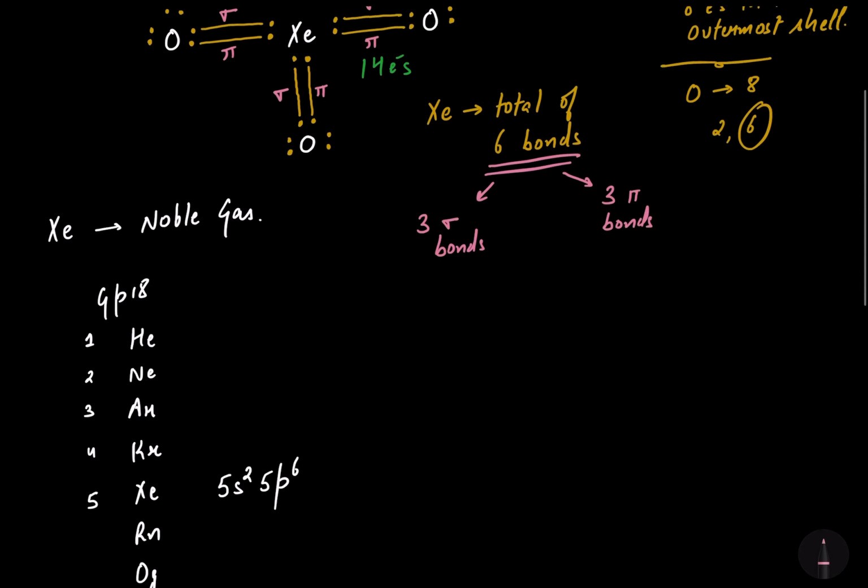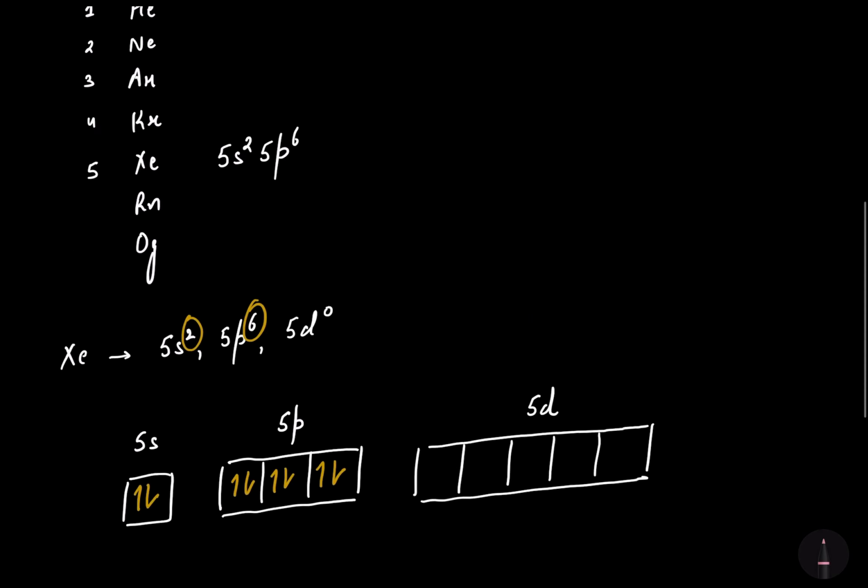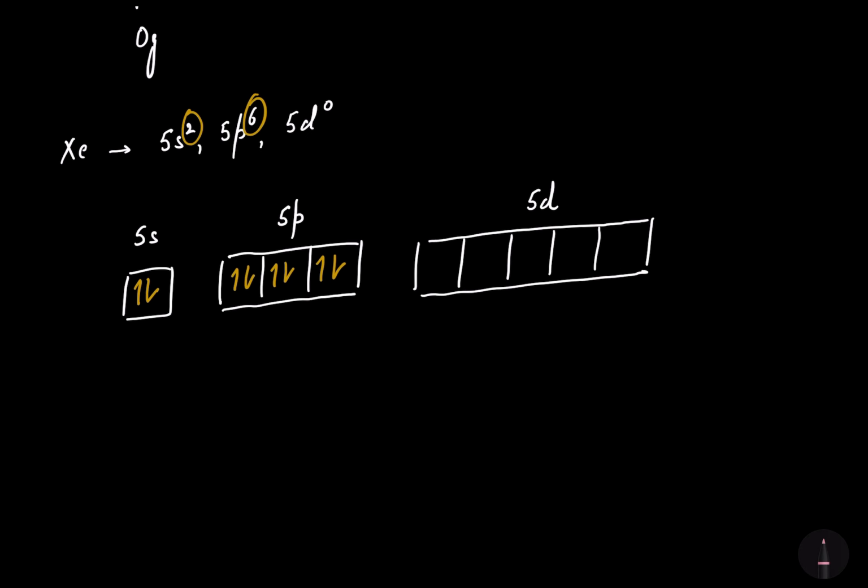But firstly, let's talk about the total of 6 bonds. If xenon has to form a total of 6 bonds, that means in the orbital diagram, we must have 6 electrons in 6 different atomic orbitals. That means 6 atomic orbitals must have one electron each, so that xenon will be able to form the 6 covalent bonds with the oxygen atoms.